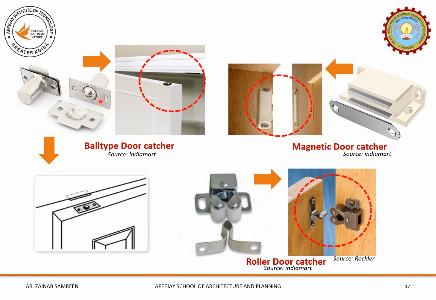These are the two parts of these types of catchers. This is called the strike plate, and this is called the ball catch. This ball catch is mounted on top of the door, but it is mounted by recessing the hole in the door. And the strike plate is mounted on the door jamb, where the spring loaded ball will catch and hold the door closed.